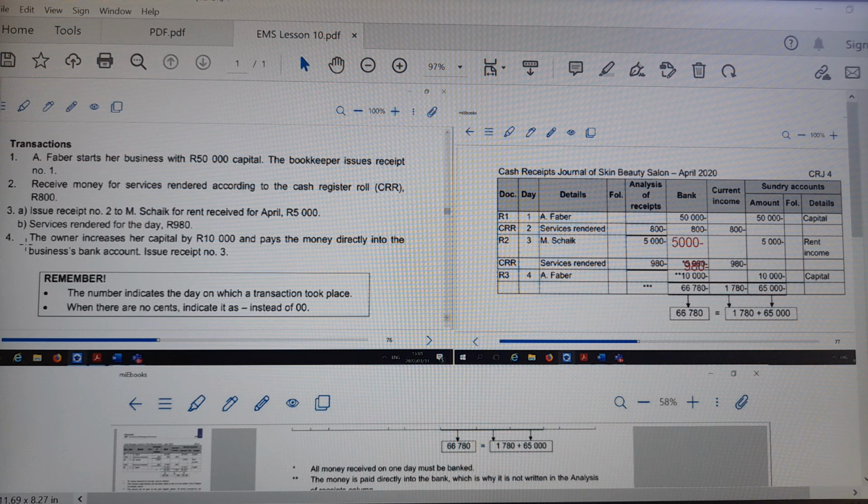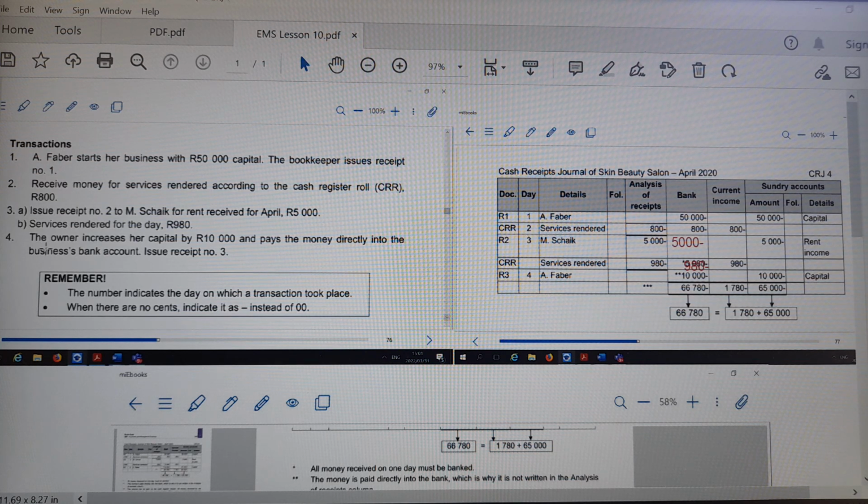And transaction number 4, the owner increases her capital by 10,000 rand. So receipt number 3 is issued, R3, receipt 3. Transaction number 4, we got the money from the owner, and in the analysis of receipt, capital doesn't go here. We have 10,000 rand in the bank, and it is not current income, so we don't put it here. We put it on the sundry account and we label it as capital, okay.